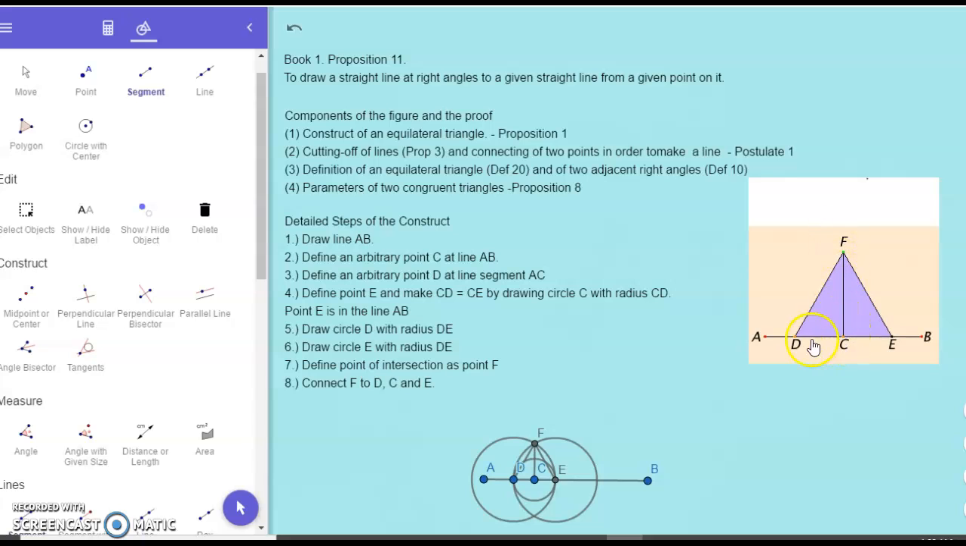Then we can say that angle DCF here is equal to angle ECF at this side. So these two angles are adjacent and these two angles are equal. Then we can say that these two angles, DCF and ECF, are right angles. So again, from the starting line AB and the starting point C along AB, we have constructed a line perpendicular to it and common to two adjacent right angles.